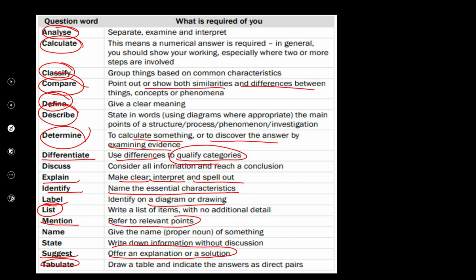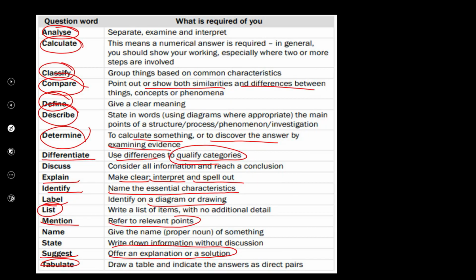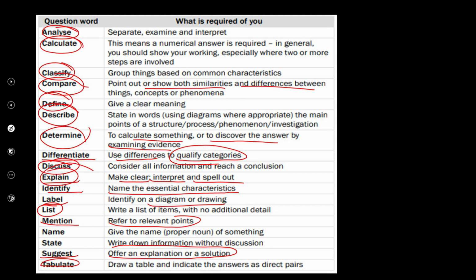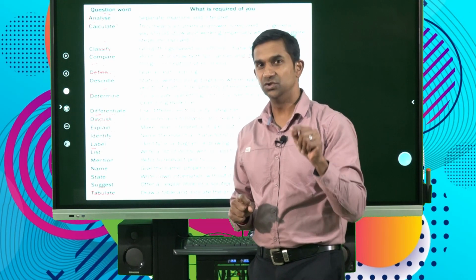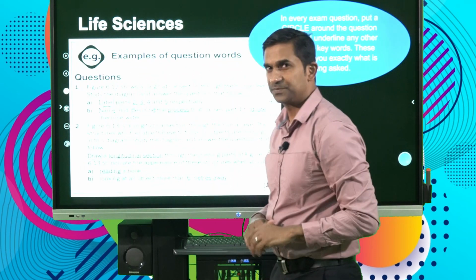Guys, we often see that the examiner uses a combination of these words. For example, discuss and explain the significance of a specific process, such as crossing over. So that requires you to discuss crossing over and to explain its significance. It's important that you are able to recognize these words and interpret them so that you can give the examiner a response that they need. So let's look at that.